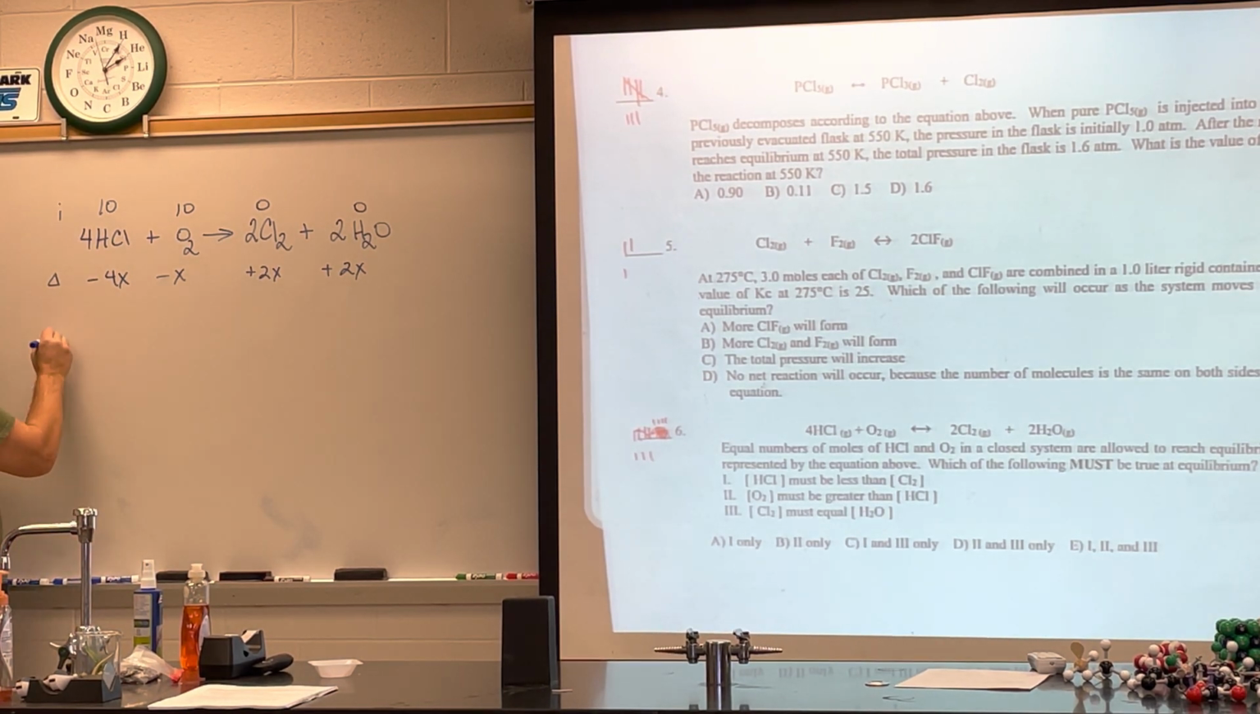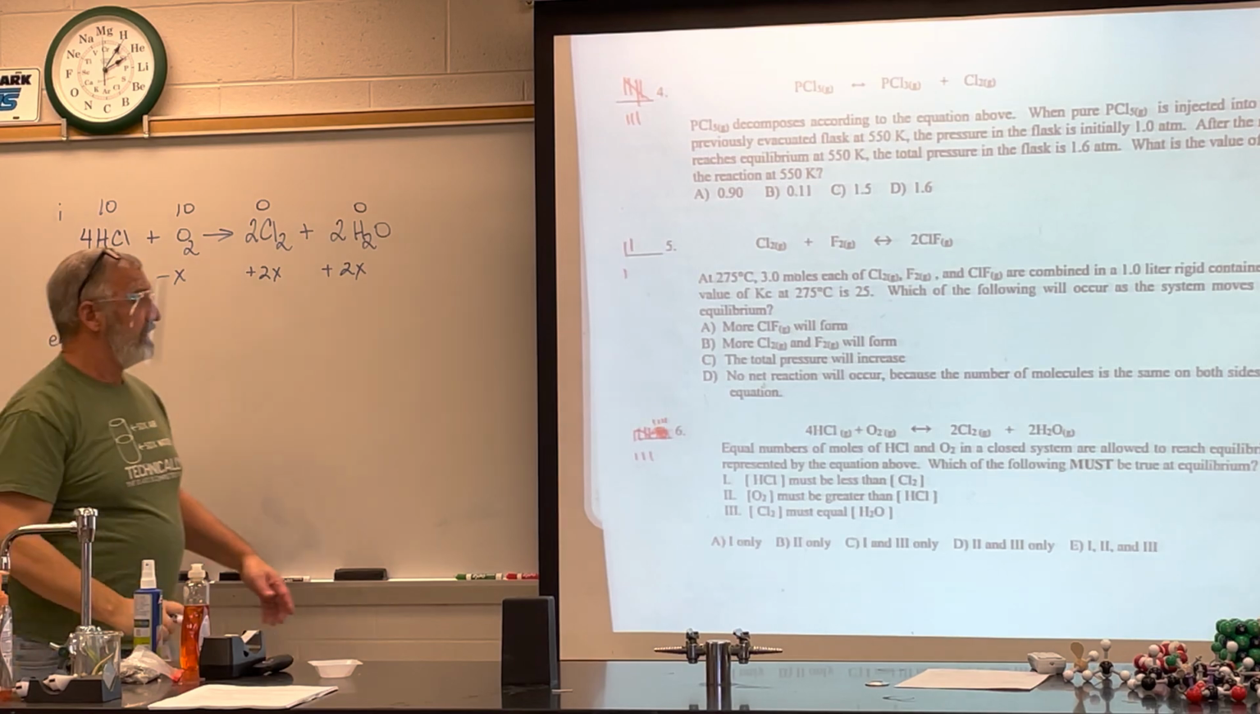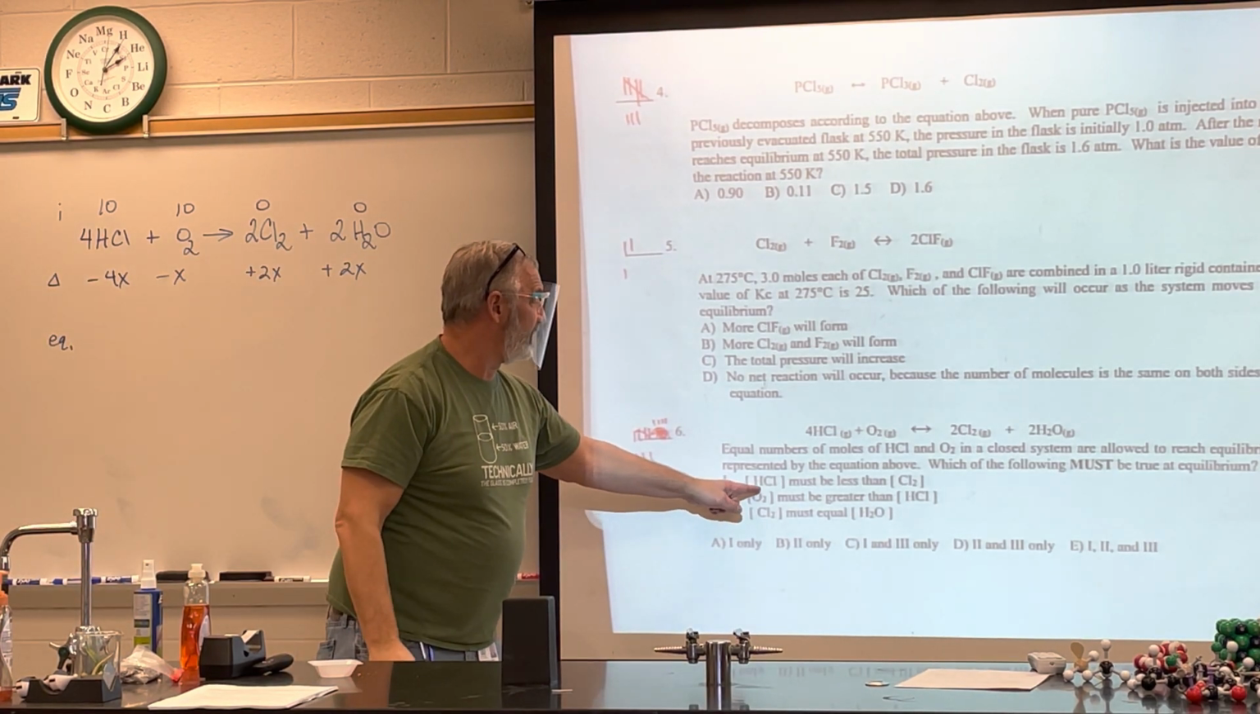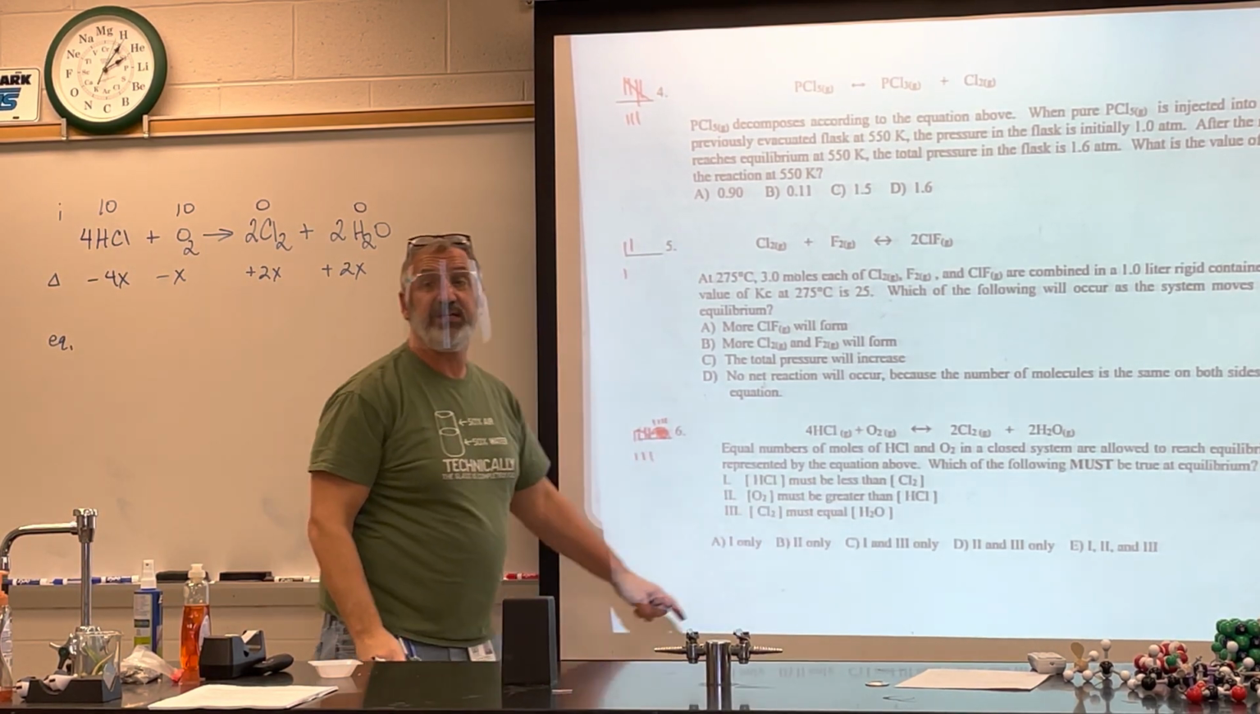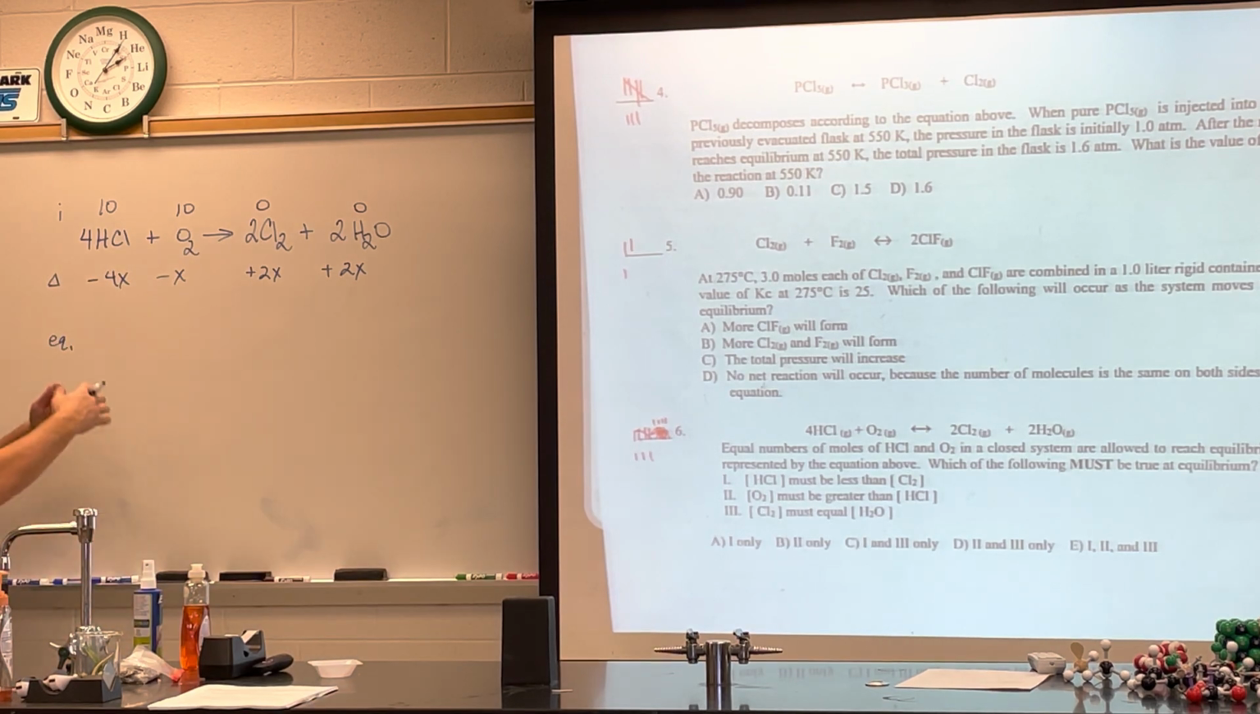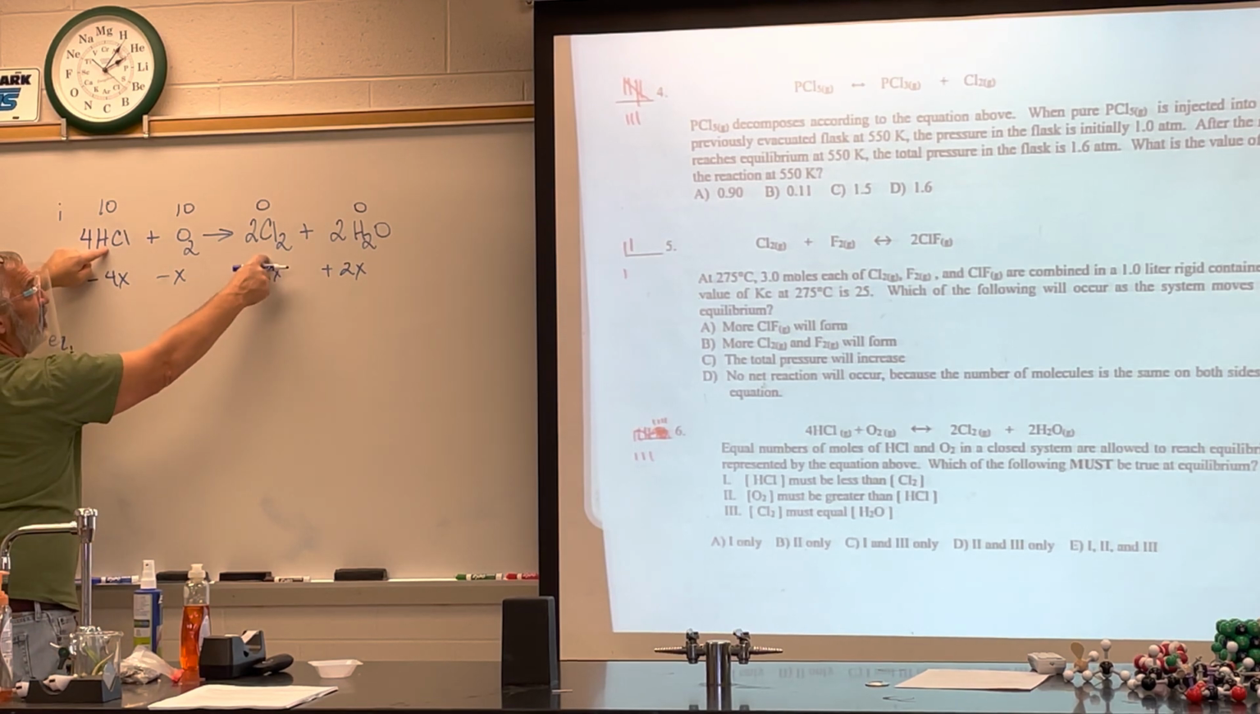So at equilibrium, the question is, HCl must be less than Cl2. Well, do we know which way the reaction is going to go? Do we know if it's product favored or reactant favored? No. So let's just say that only 0.1 mole went. Well, then that's going to be 0.4. This is still going to be 9.6. This is only going to be 0.2.